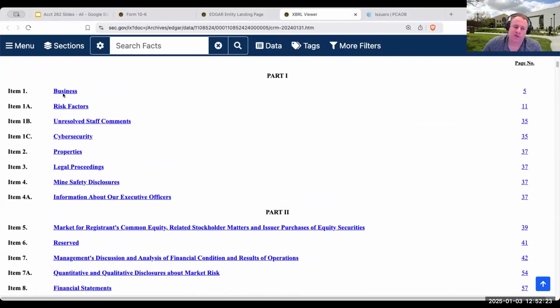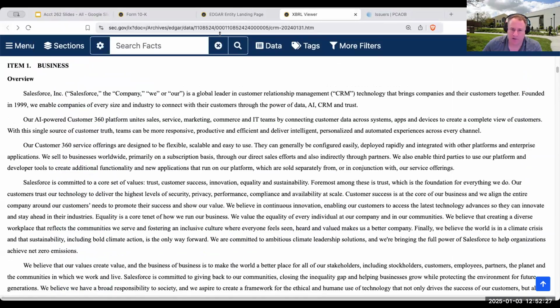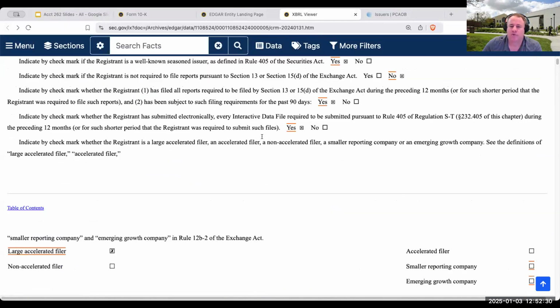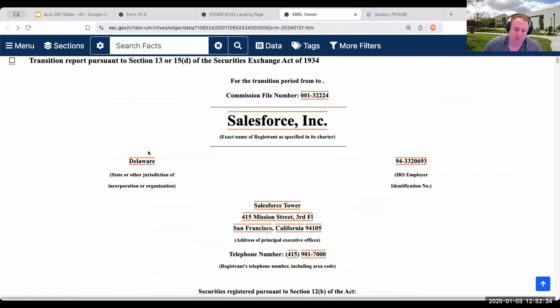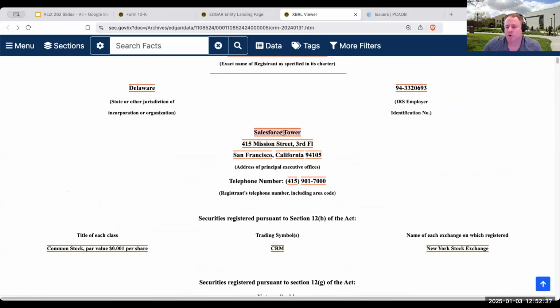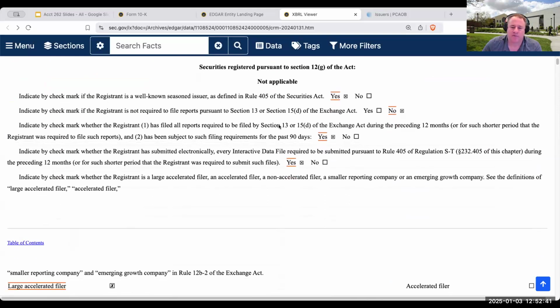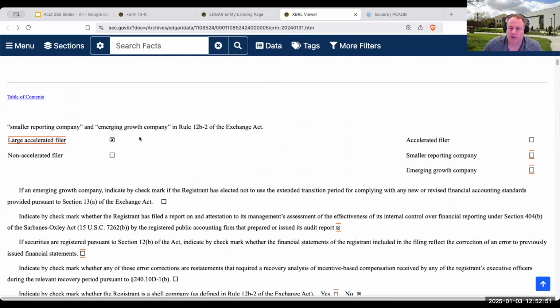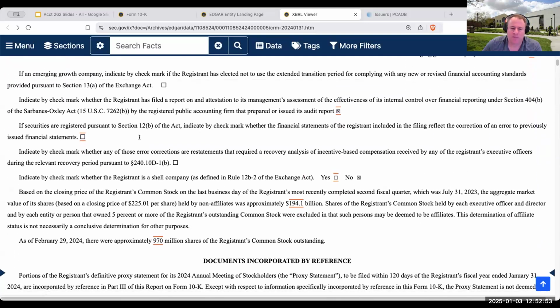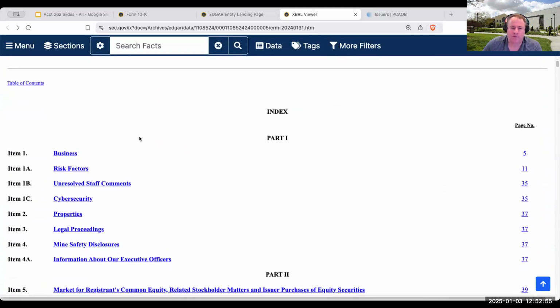So you're going to see this. And what's nice about most of these filings is that if I want to go to the business, I can just click on this part here. But let's go through and take a look at Salesforce. They're a Delaware corporation, but their corporate offices are on Mission Street. Coming down over here, it is a well-seasoned issuer. They've been around for quite some time. Over here, they are a large accelerated filer. And coming down over here, documents incorporated by reference.